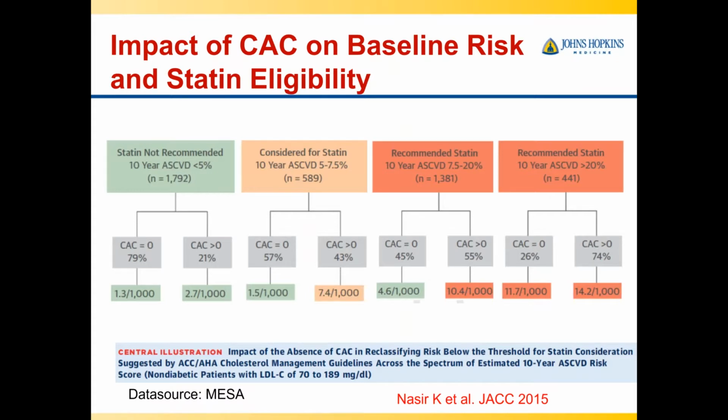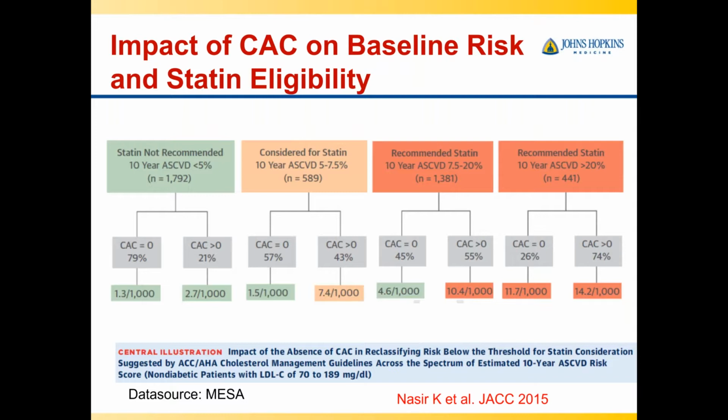So this slide, sorry, it's hard to see. This was modeling from MESA earlier, before the guidelines came out in 2015, suggesting that the group that would benefit from the CAC the most is the 5 to 20% risk, which is in the middle. So in individuals who have a 10-year risk less than 5%, whether their calcium score is positive or negative, their risk is still pretty low, less than 5% 10-year risk. So your risk is a little higher if your calcium score is positive, but your overall risk is pretty low.